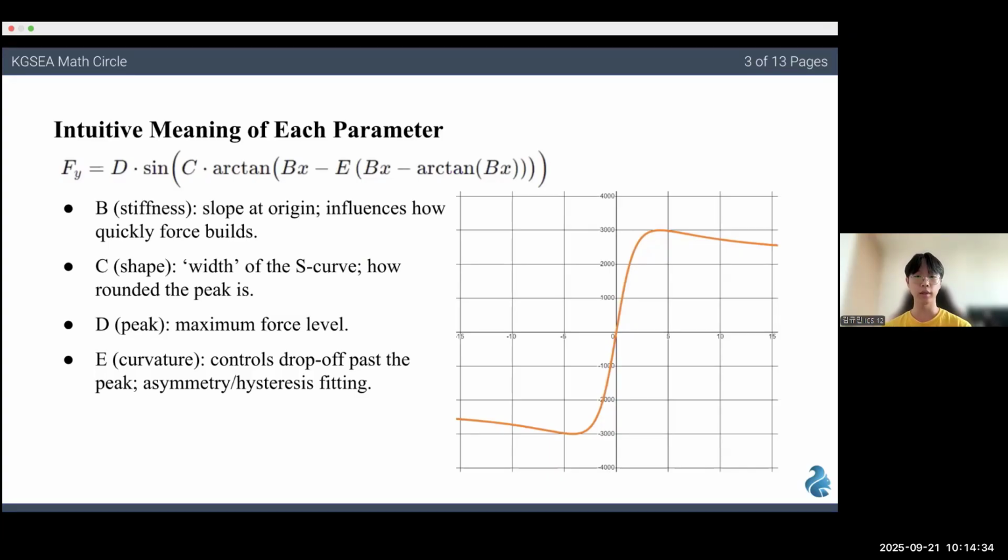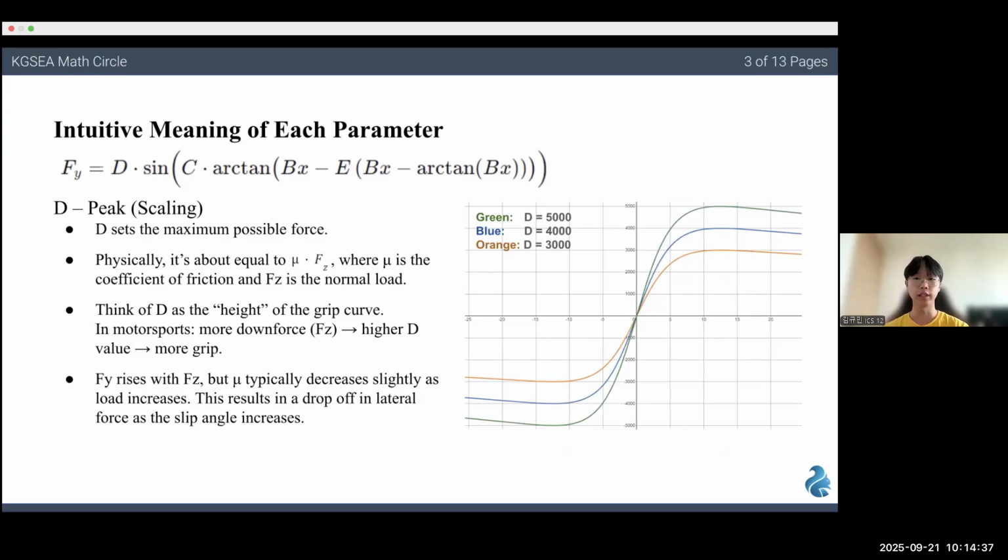To take a more detailed look at how manipulating each variable changes the curve itself, we can see that D, like we said, sets the maximum possible force. Physically, it is about equal to mu times F of z, where mu is the coefficient of friction for the tire and F of z is the normal load. You can think of D as the height of the grip curve. In motorsports, more downforce, meaning more normal load on the tire, results in higher D values, which results in more grip.